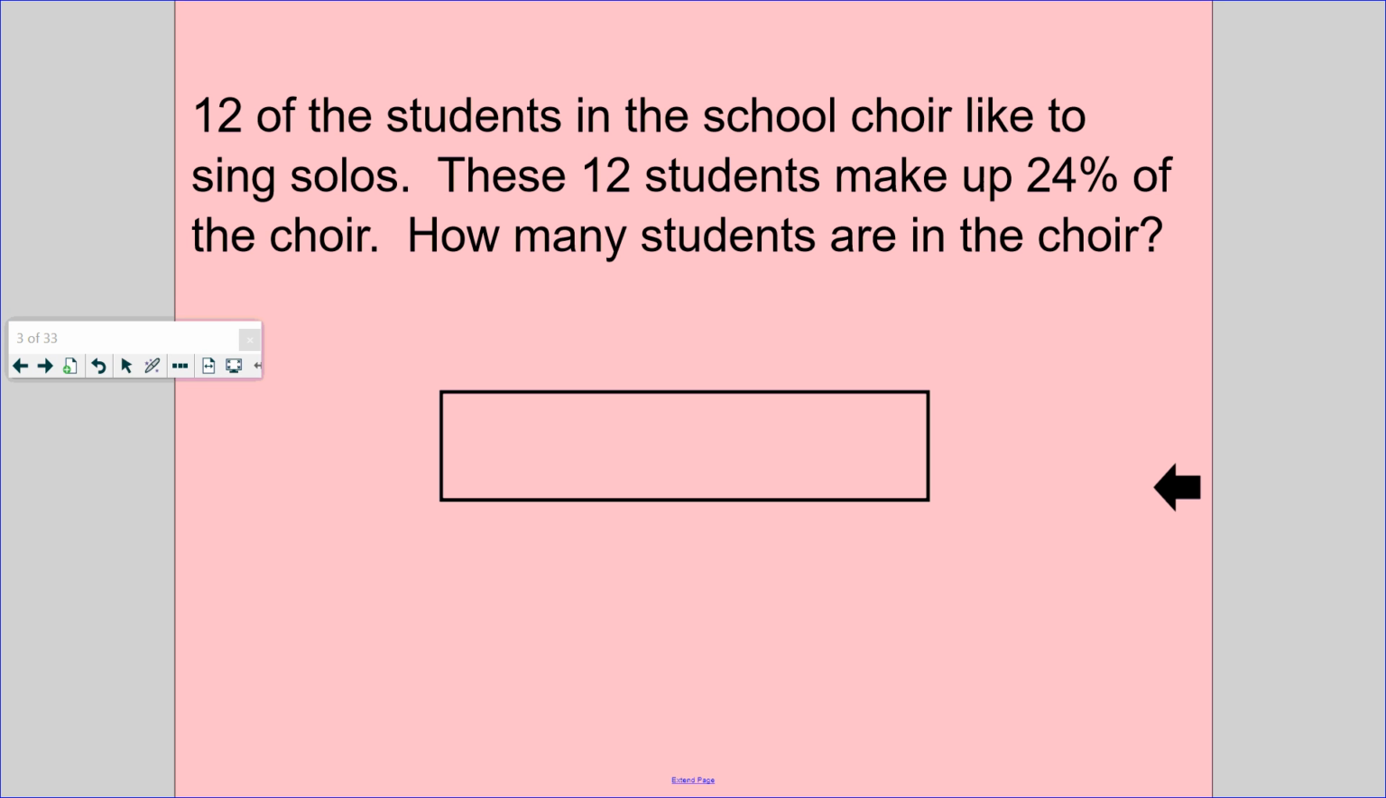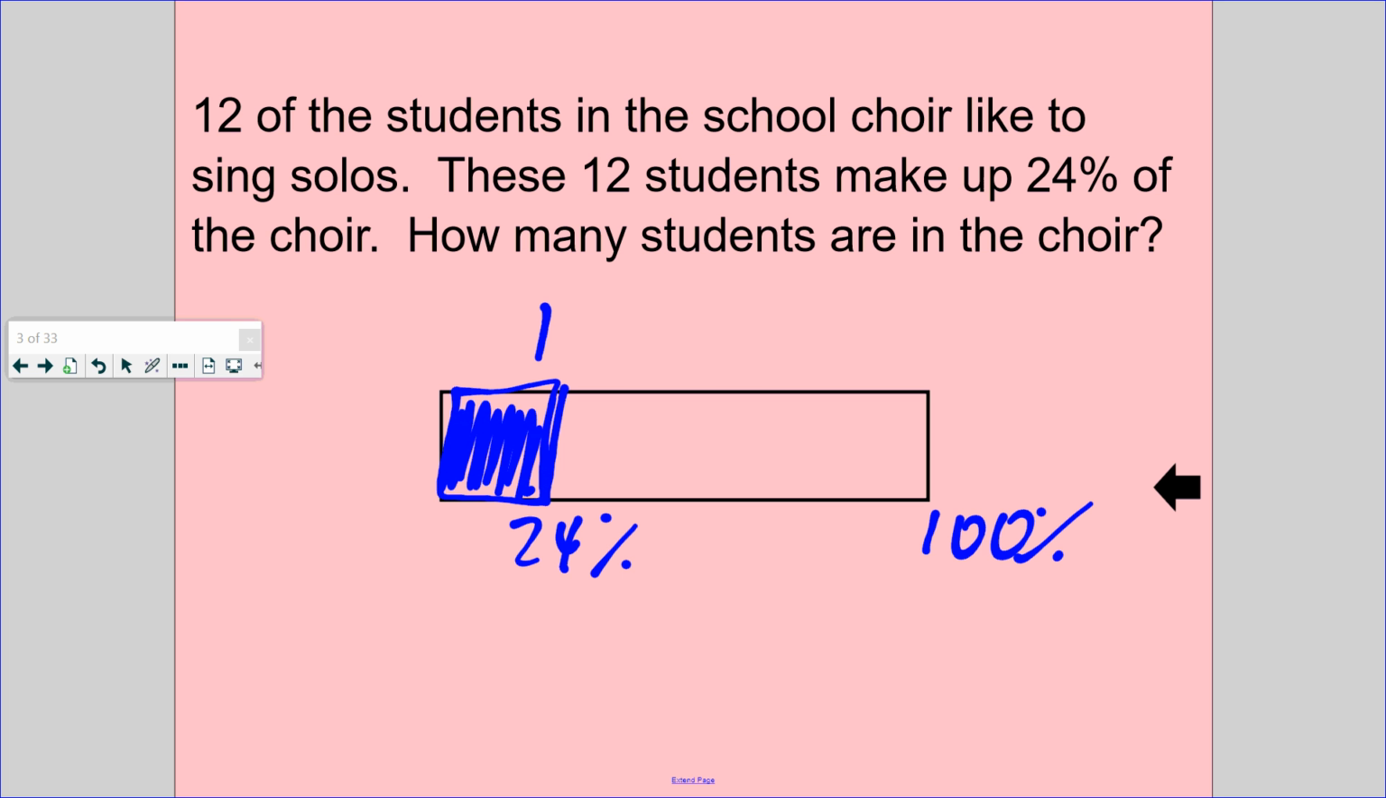12 students in the school choir like to sing solos. These 12 students make up 24% of the choir. How many students are in the choir? So this whole bar represents 100%. So we know 24%, which is like this part right here, almost 1/4 of it but not quite, is 12 people.